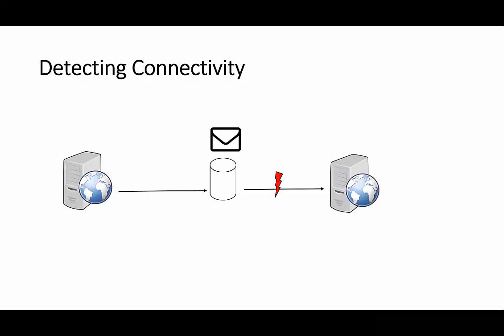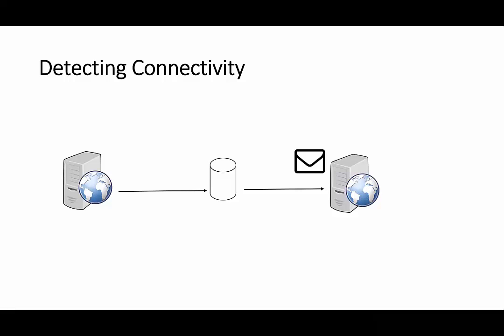So if there is a network failure between the broker and the recipient, the sender has no idea that there's a problem there. So once the network connectivity is restored and the message eventually does get to the destination, again, the sender doesn't know that that has happened. So how do we find out if there's connectivity and if the destination is actually processing messages?